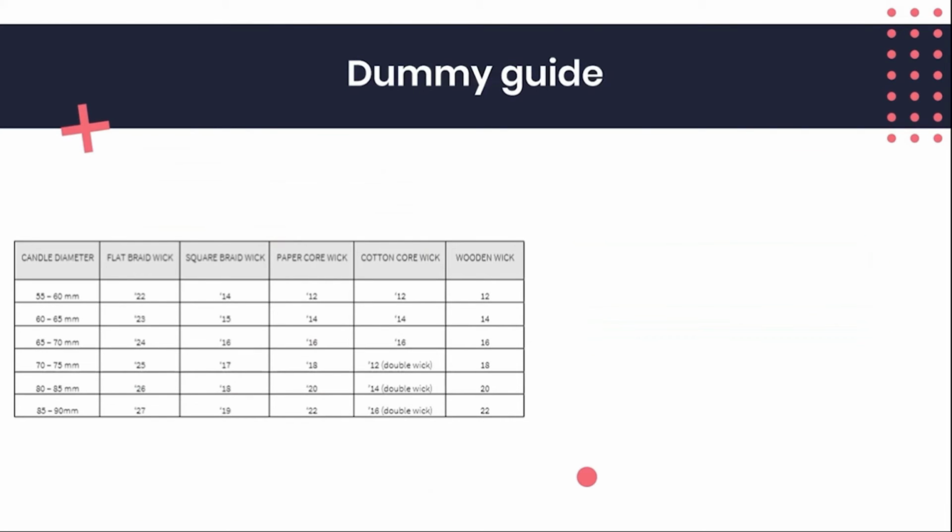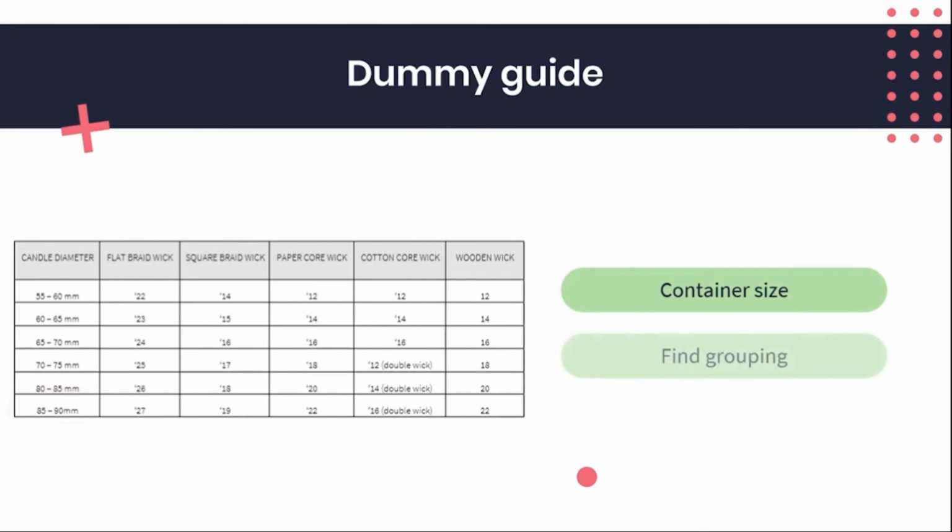I've made up this dummy guide to show you the options. Since my container measures 85 millimeters, I will find the grouping that this number falls into on the chart, and then view all the options to the right of it so that I know which wick size in which category of wick will work for a candle of the size I intend making.